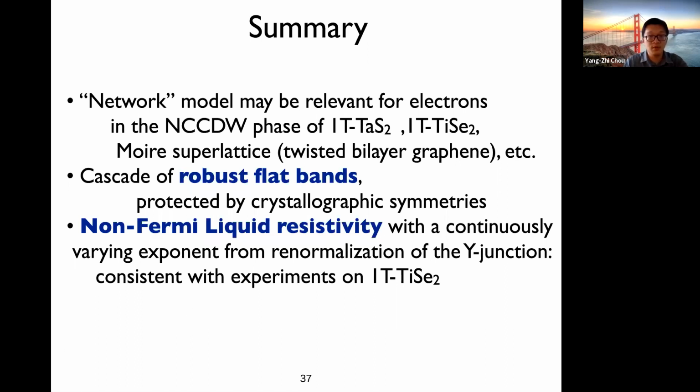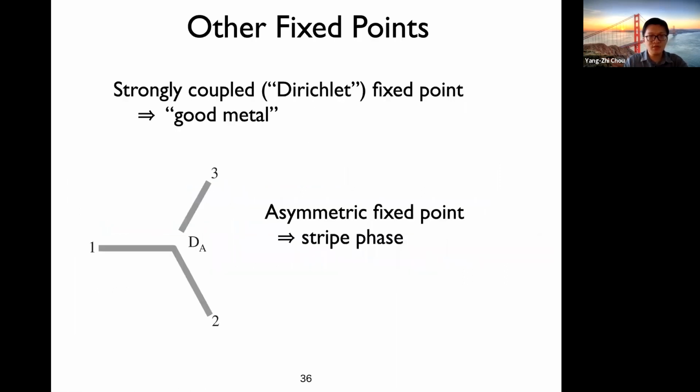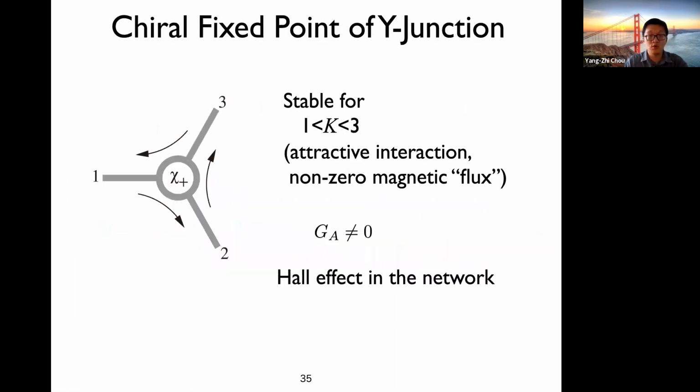In the chiral fixed point you mentioned, is there a longitudinal conductivity in this fixed point? Is there a longitudinal conductivity when you form a network? In this limit, actually it's 0. So you think it's more or less like an integer quantum Hall state? Yeah. Okay, at least in this limit.